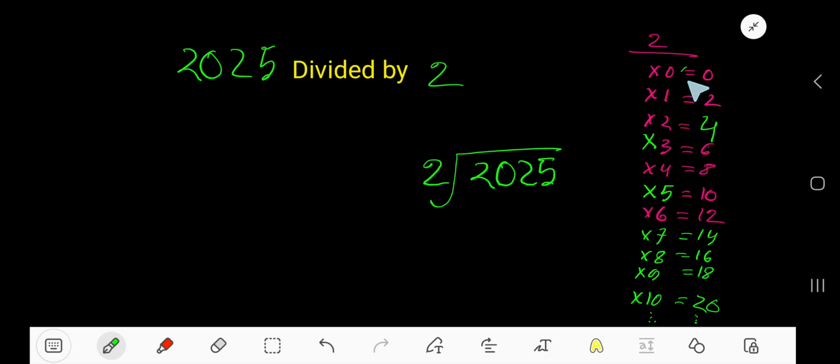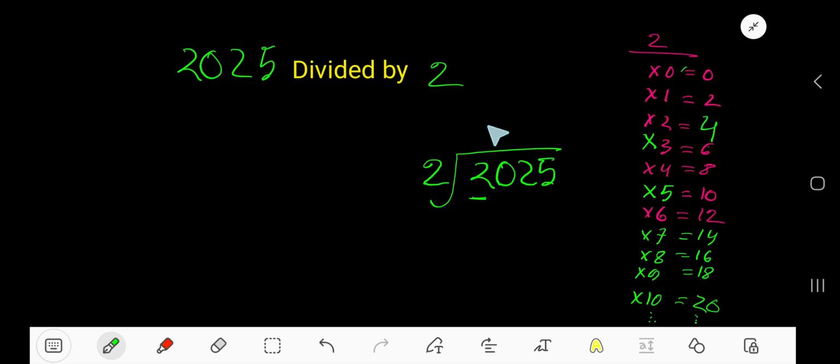To find out the multiplication table of 2, just add 2 with the previous step. 0 plus 2, 2. 2 plus 2, 4. 4 plus 2, 6. 6 plus 2, 8. This process will continue. 2 goes into this 2 how many times?